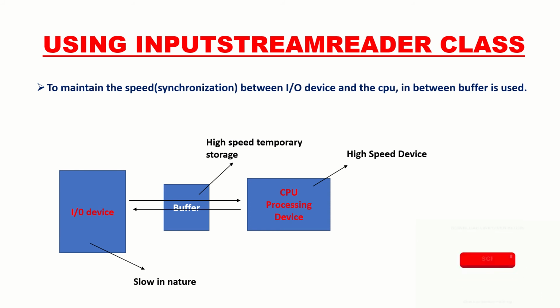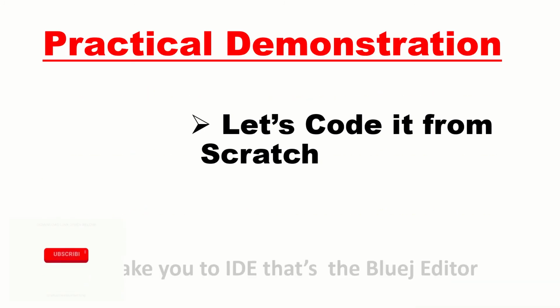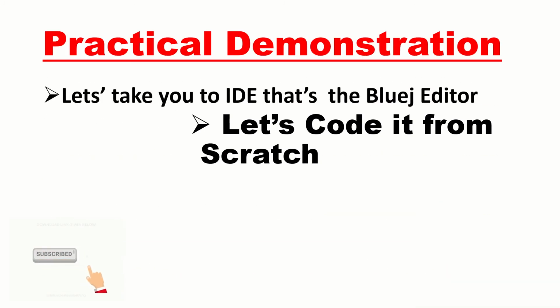Now, through programming, let us take input through IO, that is input stream reader class, and this input stream reader class will connect with the buffer reader class to supply the data to the CPU. Let us see through the programming in the next slide. So let's code it from scratch, students.